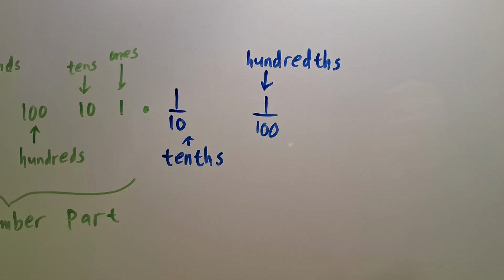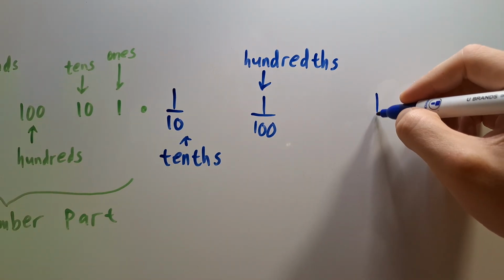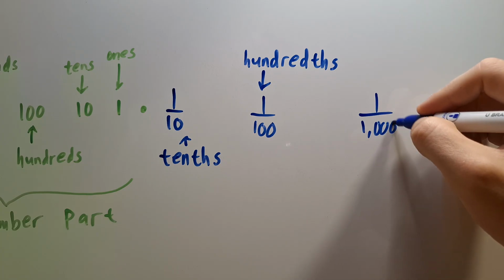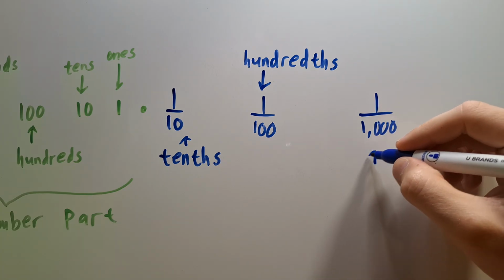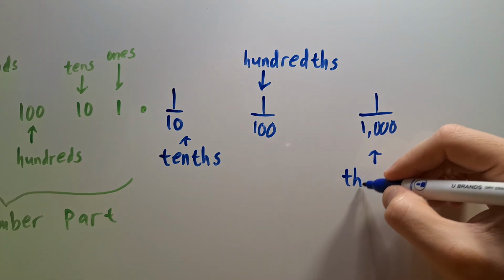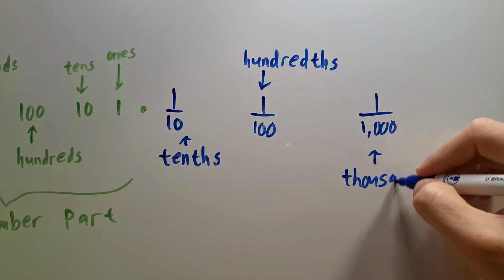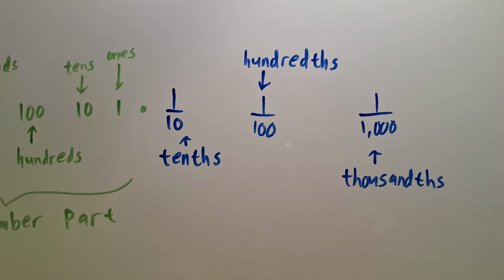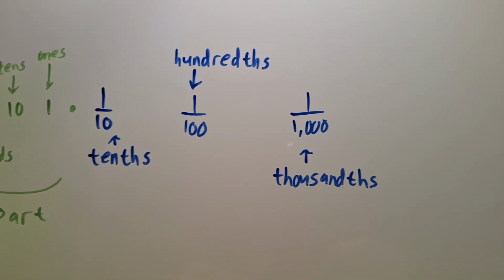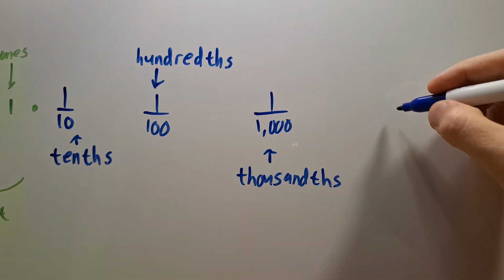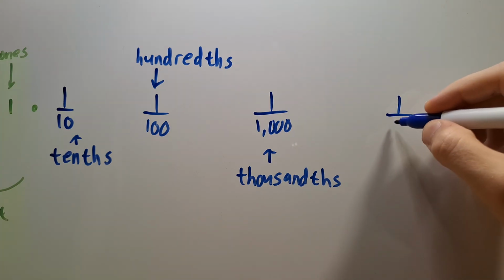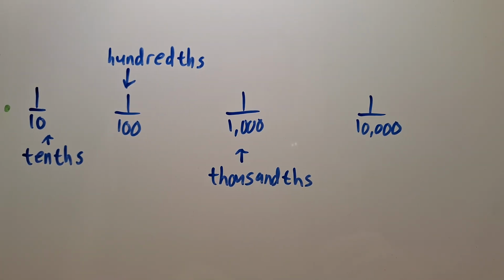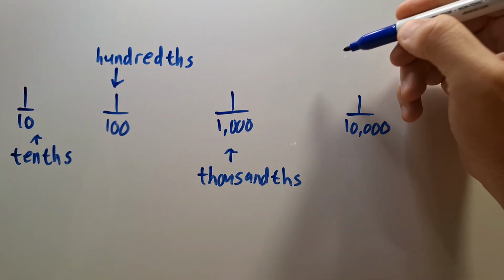If I continued this pattern, the next one would be the next power of 10. This represents the thousandths. And just for symmetry, I'll do one more, and that would be the next power of 10, which represents the 10,000ths place.